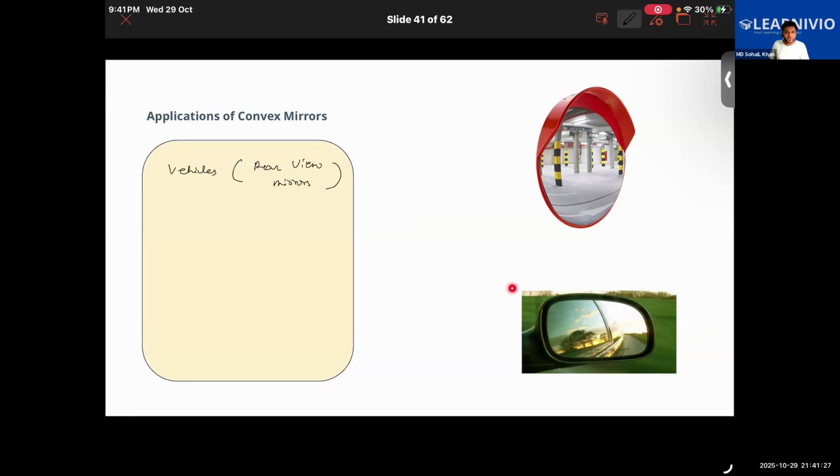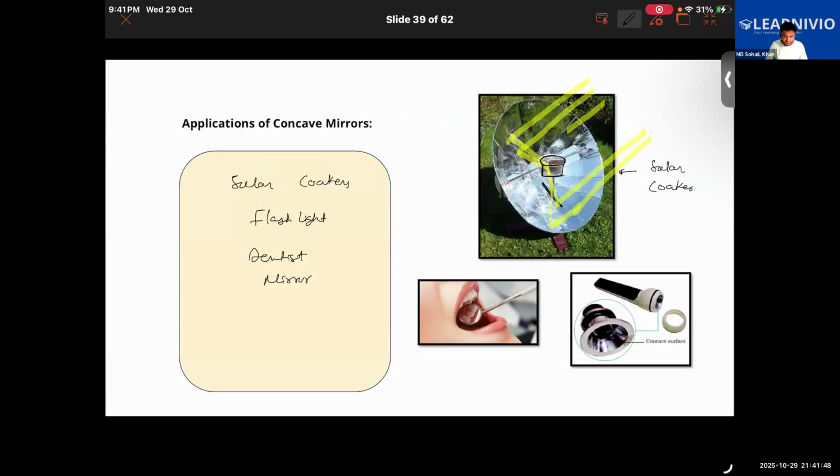It is also used as security mirrors, as you can see here in the first image. So it is used as security or safety mirrors also. Then it is also used in making telescopes. So these are some of the applications of convex mirrors, and its properties too we have discussed.